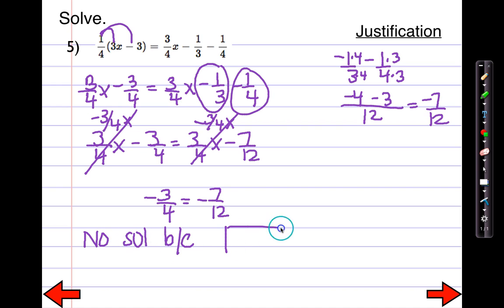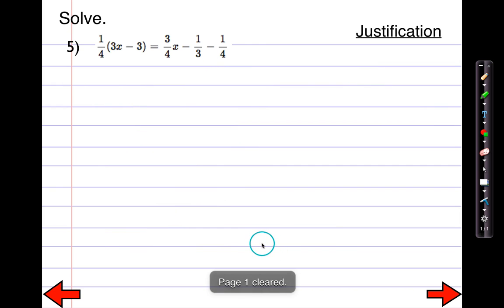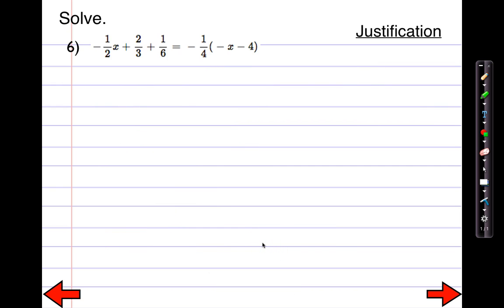Because, and again, you're going to be asked to justify. How am I going to justify it? By saying negative 3/4 equals negative 7/12. This is the proof that led me to the conclusion that it is no solution. So that's what you're going to be doing differently this time. So now pause the video and try number 6 by yourself.